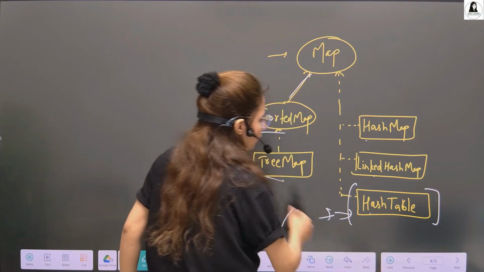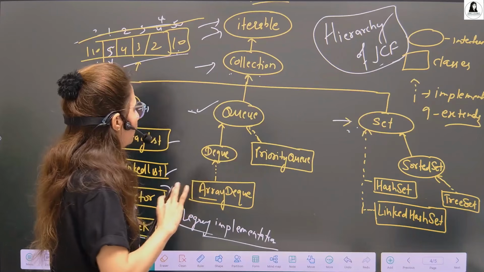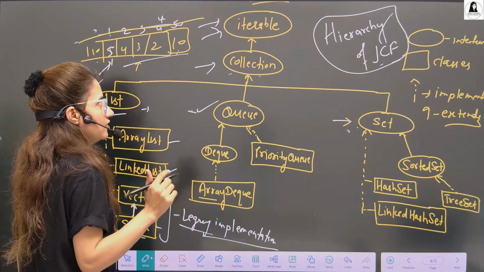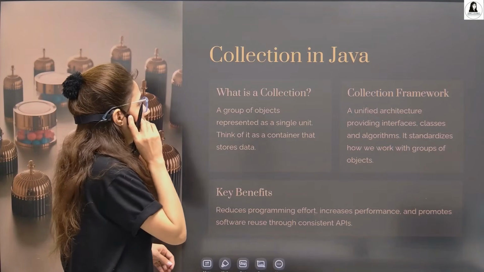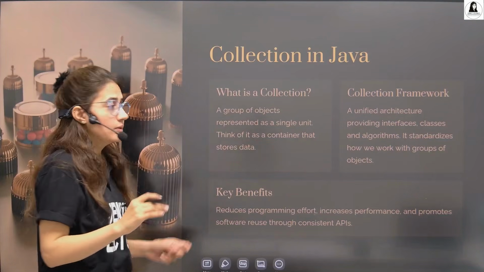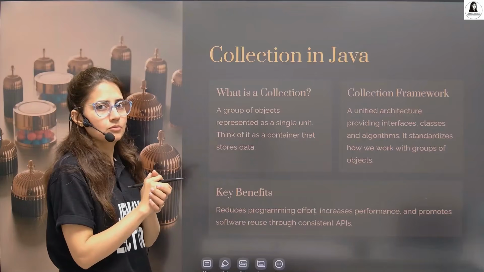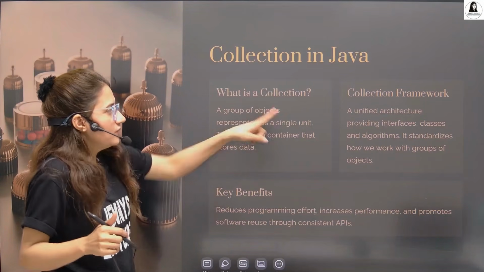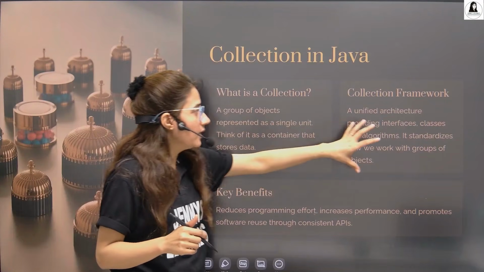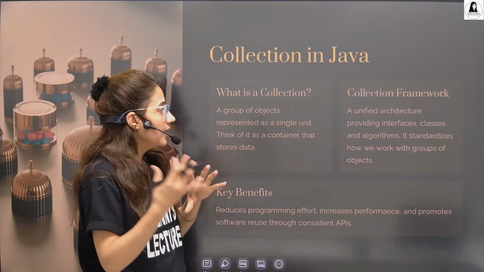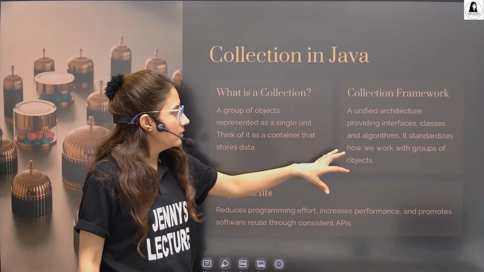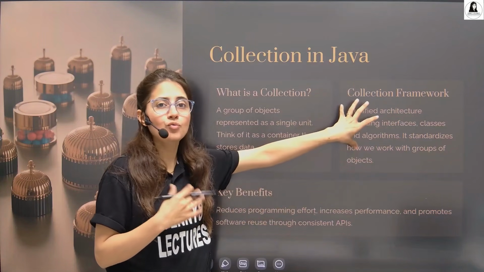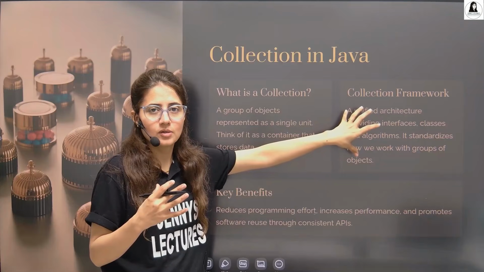So I guess the hierarchy of this Java collection framework is clear to you. What are the classes? What are the interfaces in this Java collection framework? So see here, what is a collection? It's a group of objects represented as a single unit. You can think of it as a container that stores the data. That's a collection. What is the collection framework? It's a unified architecture providing interfaces, classes, and algorithms. It standardizes how we work with groups of objects.